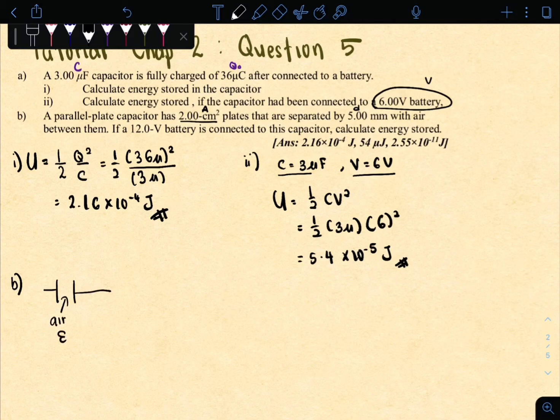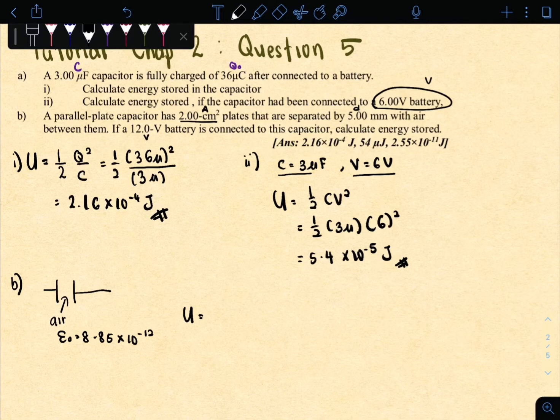So, kalau air, the epsilon naught here, permittivity of free space adalah 8.85 times 10 to the power negative 12. If a 12 volt battery is connected to this capacitor, calculate the energy stored. So, given to us the value of the battery now, then the question asks to find U masih. So, U is equals to, since soalan bagi V, I'm going to use the equation that relates to V lah.